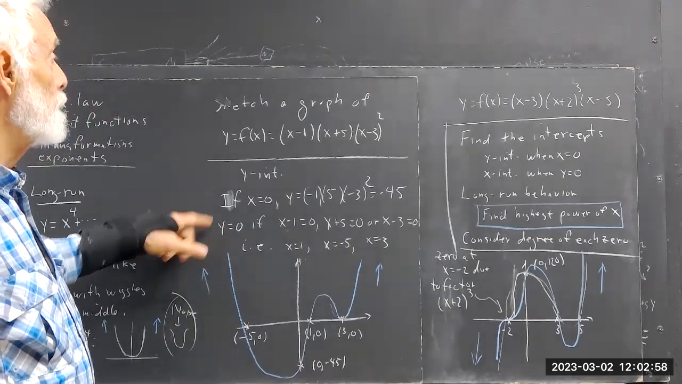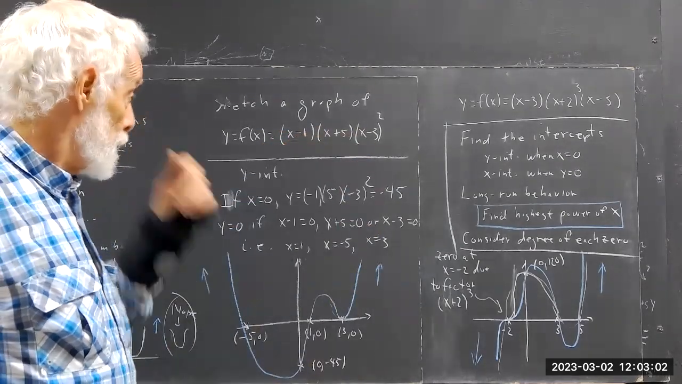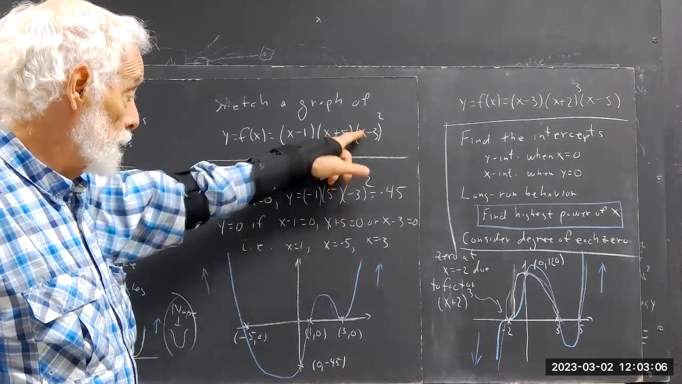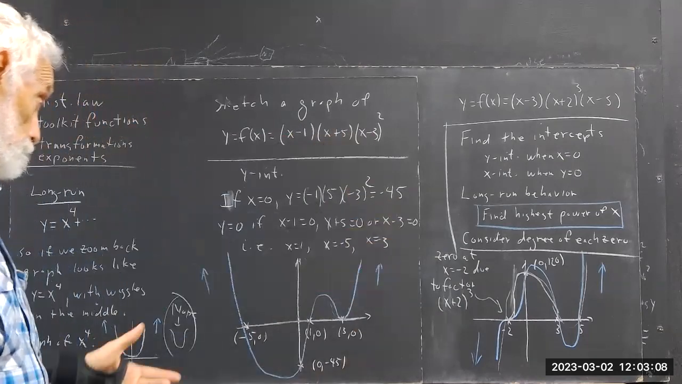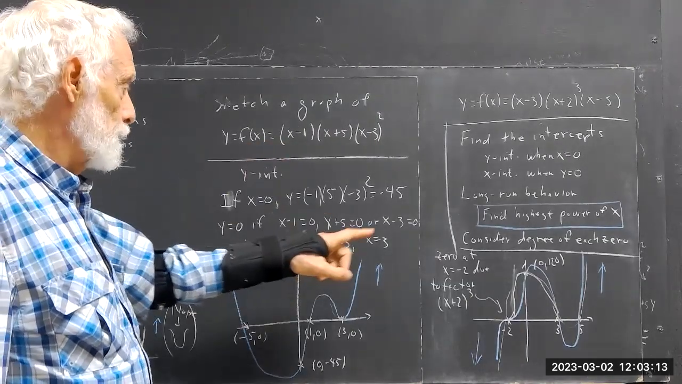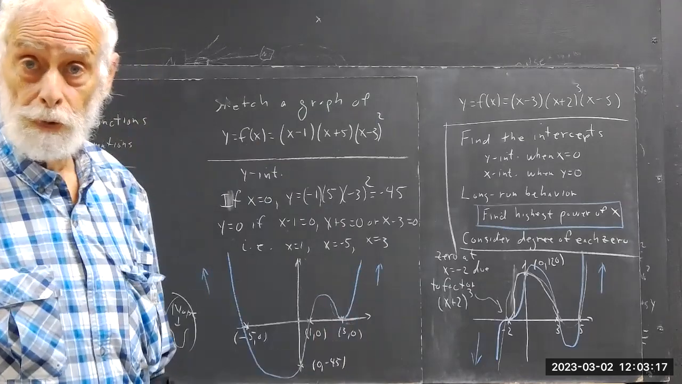Y is 0. Well, in order for y to be 0, one of these things has to be 0. So it could be the first one, x minus 1 could be 0, x plus 5 could be 0, x minus 3 could be 0. We solve that. Well, that occurs if x equals 1 or x equals -5 or x equals 3. So now we have 3 points here.